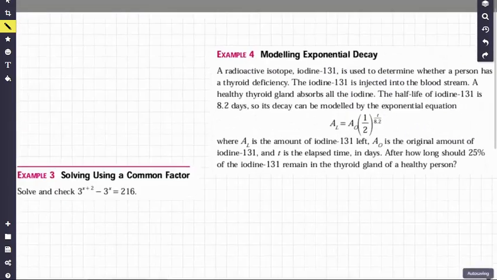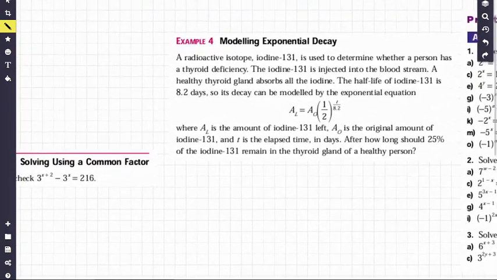Now we have a word problem, and let's read. A radioactive isotope, iodine 131, is used to determine whether a person has a thyroid deficiency. So thyroid is one of the glands that you have in your body. That's part of biology. So the iodine 131 is injected into the bloodstream. A healthy thyroid gland absorbs all the iodine. The half-life of iodine is 8.2 days, so its decay can be modeled by the exponential equation, which they gave you right now.